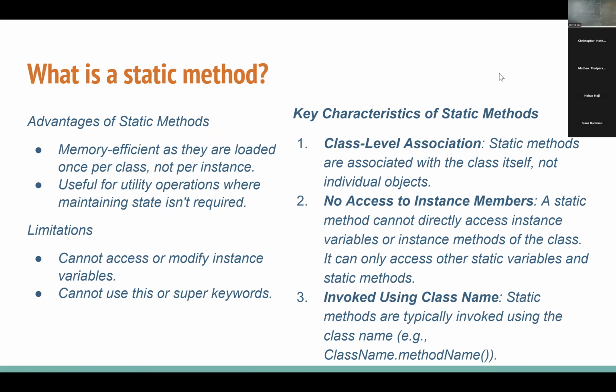Some key characteristics of a static method: class-level association. Basically, you can only access it from the class itself, not an individual object, there is no access to instance members, and you invoke it using the class name. That is probably something you will be tested on. If you want to invoke a static method, instead of using the object name, you should use the class name to invoke it.